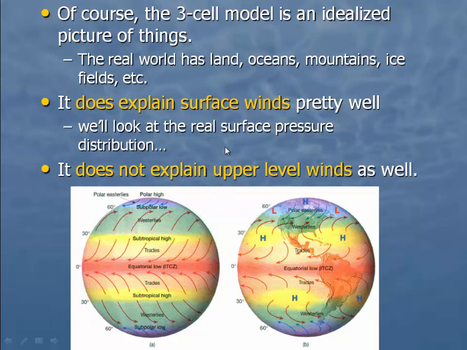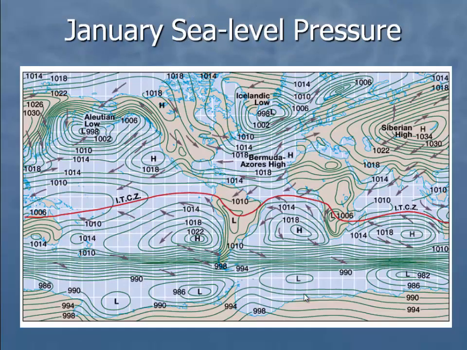Okay, it's very close at the surface. However, it does not explain the upper level winds as well. So if you're explaining the winds at the surface of the Earth, the three-cell model would do a great job. The three-cell model does not do a great job when you take a look at winds in the upper levels. In fact, we're going to see here in a bit, the winds in the upper levels are almost always westerly. And we'll take a look at why here in just a second.